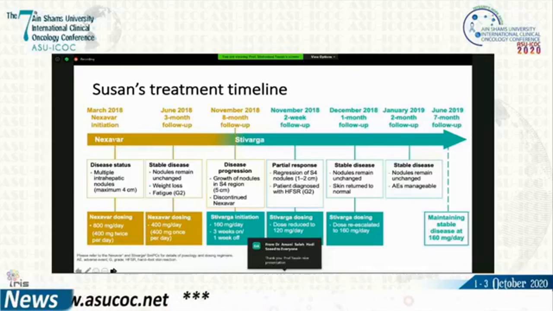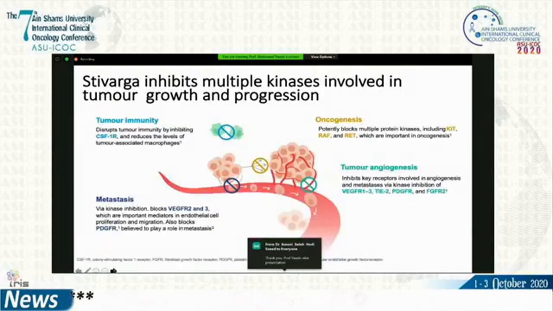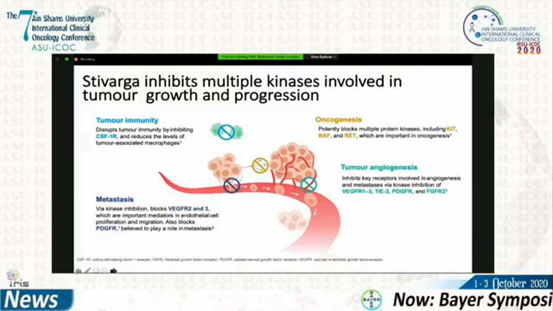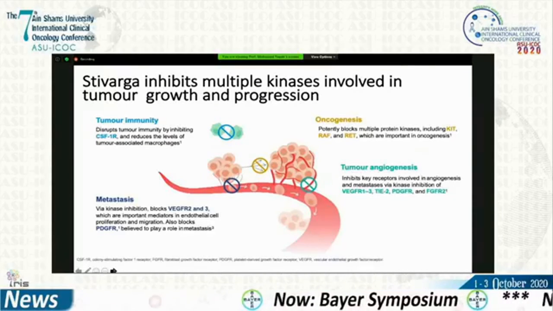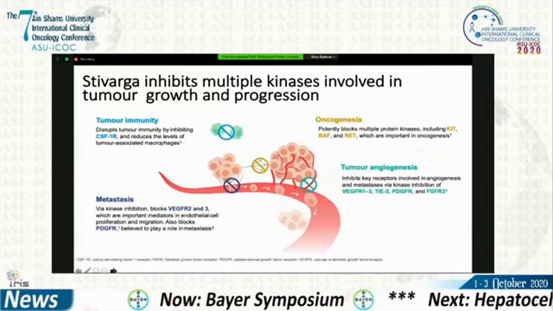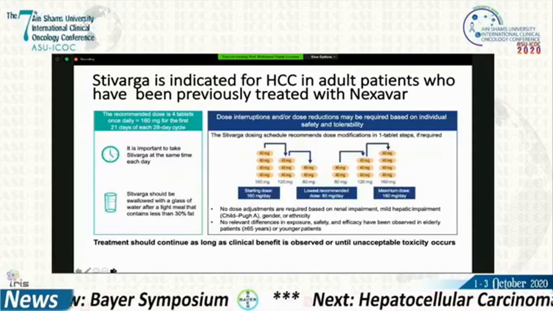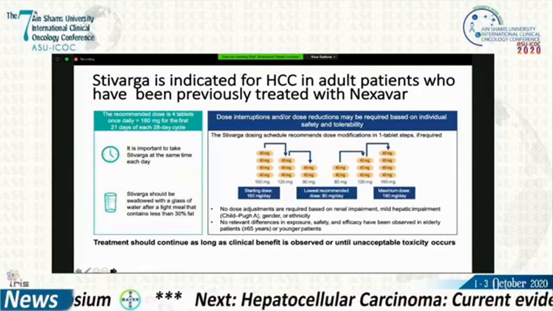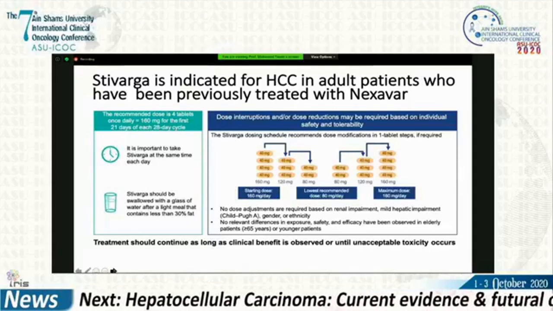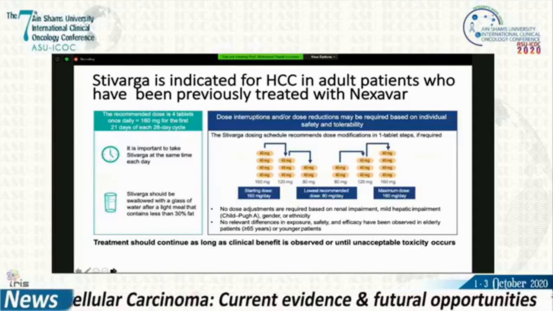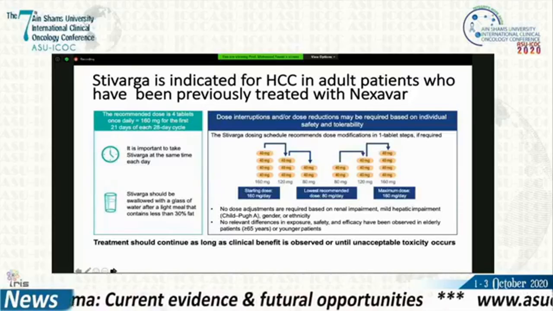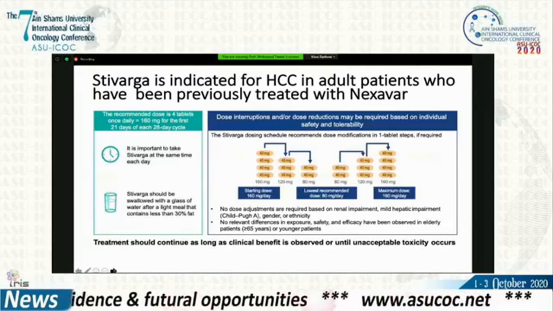So Stivarga inhibits multiple kinases involved in tumor growth and progression, acts on tumor immunity, metastasis, oncogenesis, and tumor angiogenesis. Stivarga is indicated in adult patients who have been treated with Nexavar and must have tolerated Nexavar, having received at least 400 milligrams in the last 20 days of the last cycle.